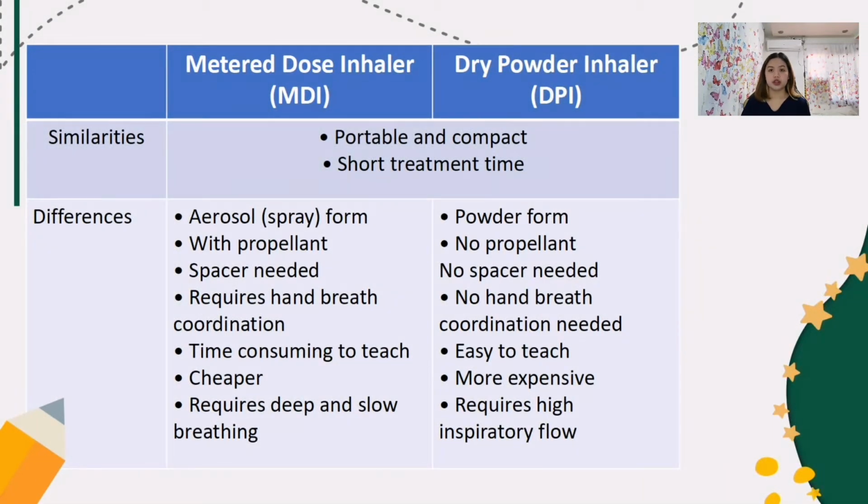Both of them are portable, compact, and have a short treatment time. The differences are that MDI is in aerosol form with propellant and a spacer needed. It also requires hand-breath coordination. It is time-consuming to teach, cheaper, and requires deep and slow breathing. While DPI is in powder form, with no propellant and no spacer needed. Also, no hand-breath coordination is needed, which is why it is easy to teach, but it is more expensive and requires high inspiratory flow.